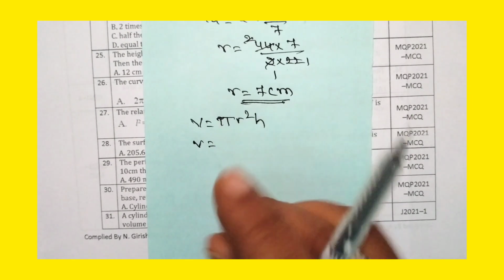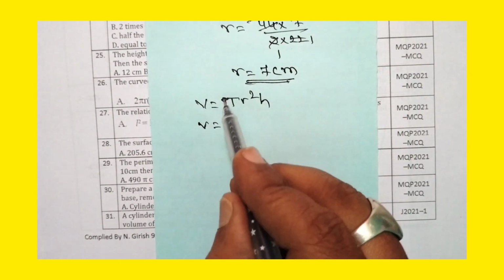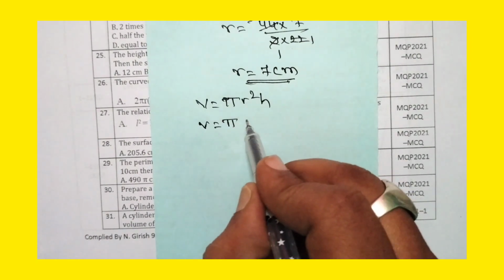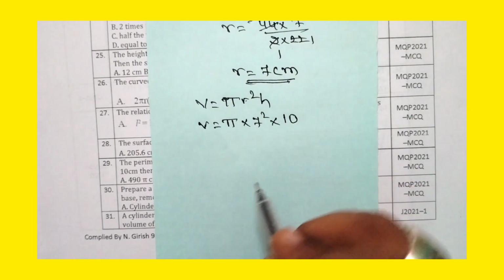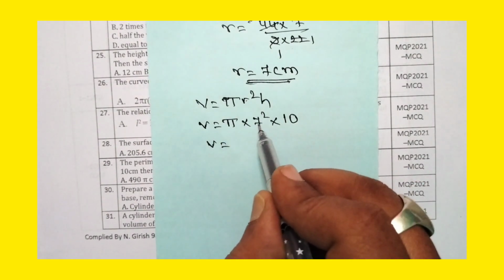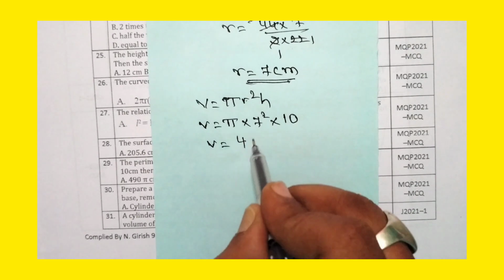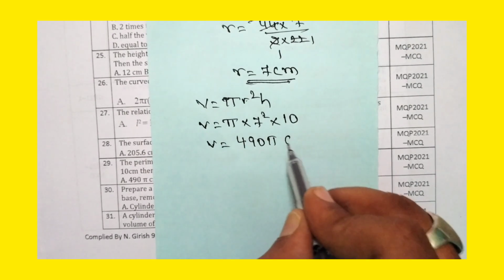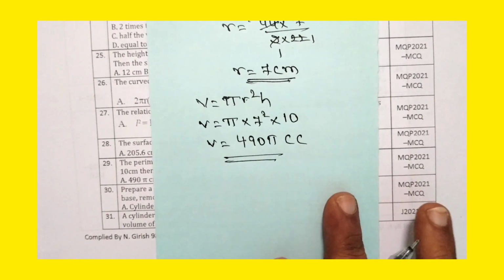Volume is equal to... Look at the options given for the answer: 490 pi, 440 pi, 370 pi, 980 pi. Here, in this pi times volume, we should not change the pi; keep it as it is. Pi remains as pi, only into r squared. R is 7, so 7 square into height is 10 centimeter. So volume is equal to 7 square is 49, 7 sevens are 49, 49 tens will become 490 pi cc. So this is the volume of cylinder, 490 pi cc.